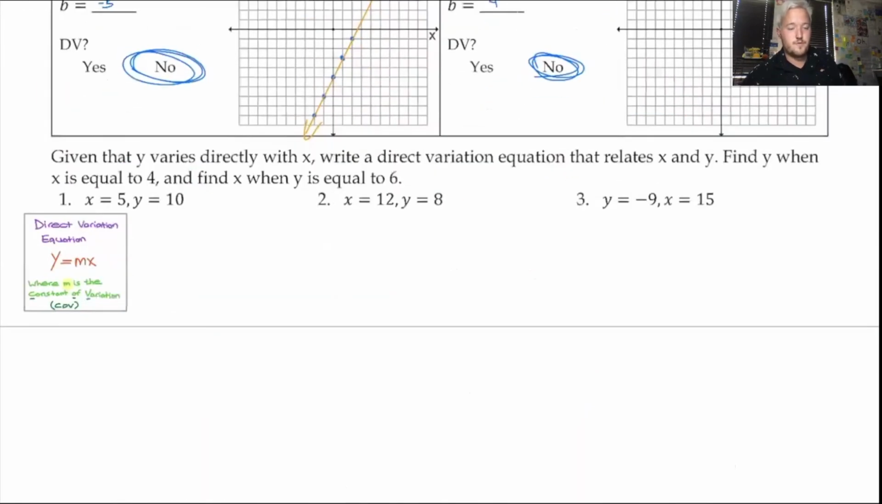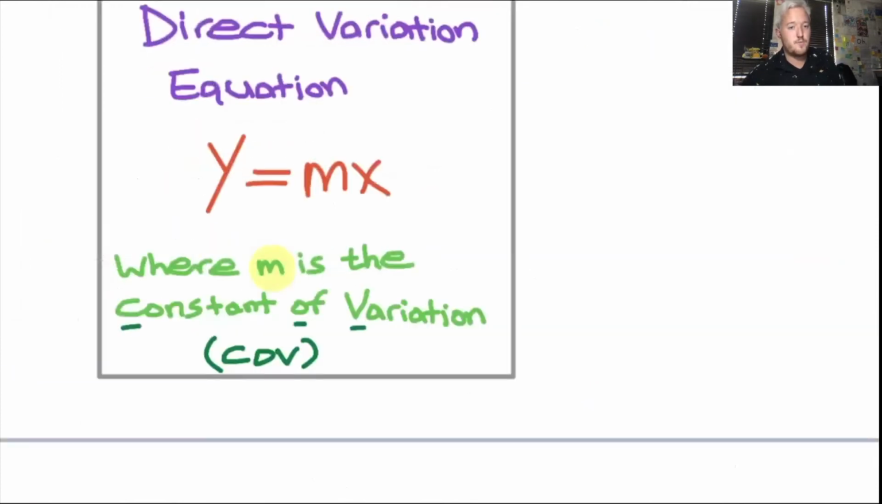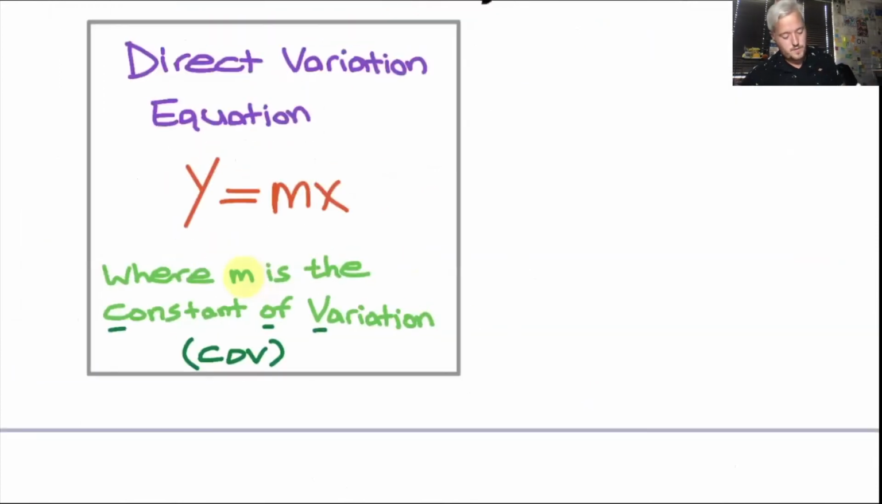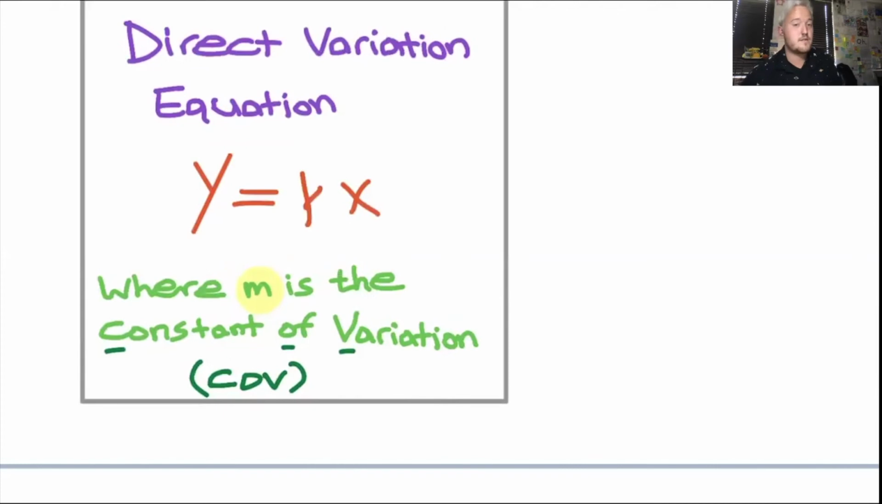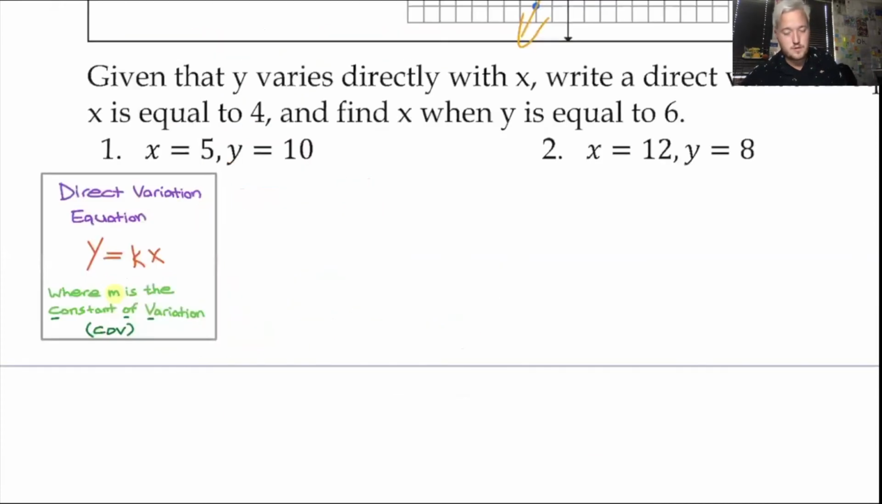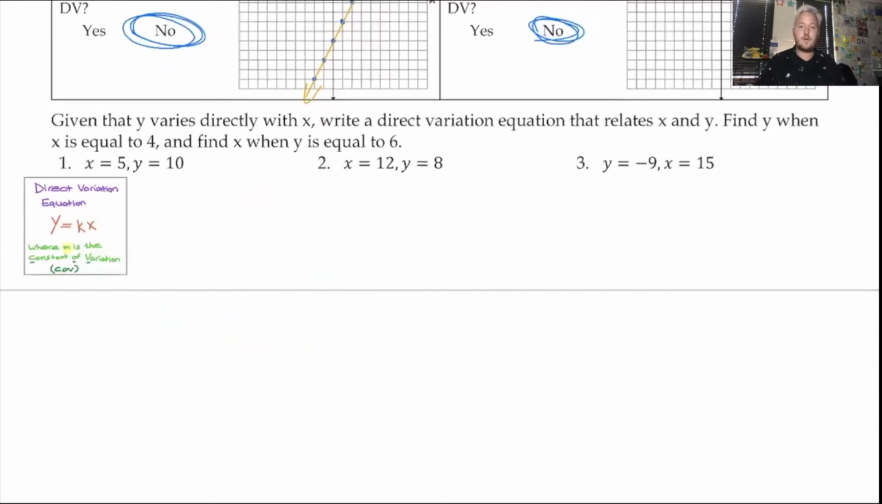So now we have a couple little, not really word problems. These are more like application kind of. So we have what we call a direct variation equation. On the note key, I wrote y equals mx. So silly old me, this is actually supposed to be y equals kx. It's the same idea. It all represents the same thing. It's just a different letter. So this is what we call a direct variation equation. It resembles really closely y equals mx plus b, but remember, for a direct variation, your b value is 0. So what we're doing here is, given that y varies directly with x, write a direct variation equation that relates x and y. Find y when x is equal to 4 and find x when y is equal to 6.